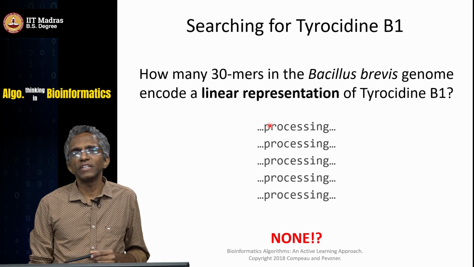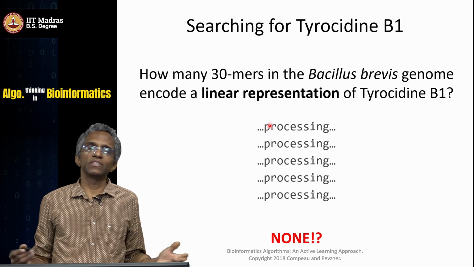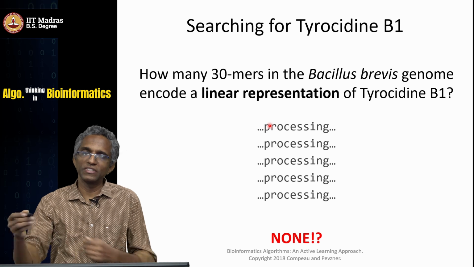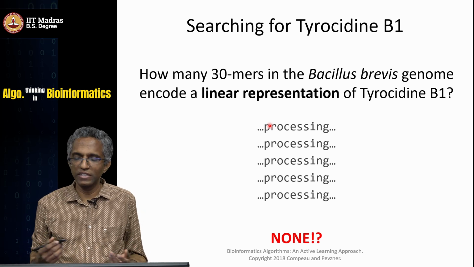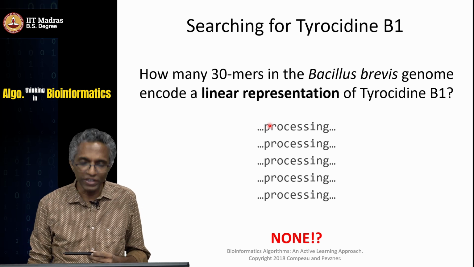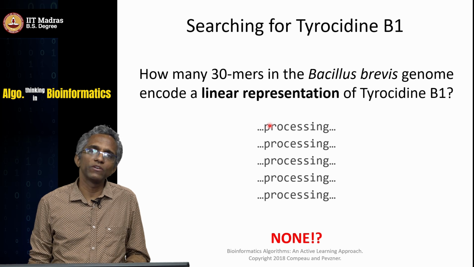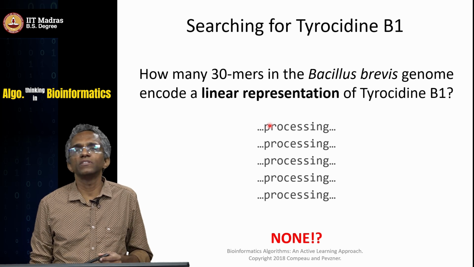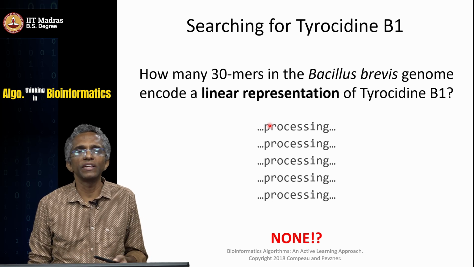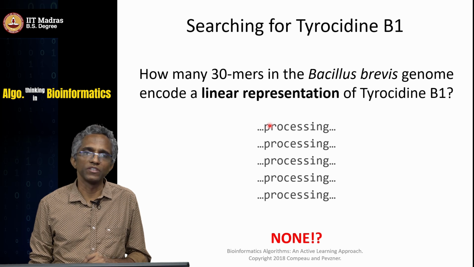That is pretty interesting, because it is saying that somehow the central dogma is wrong. I mean, we know that exceptions can happen to the central dogma. So then what is really producing tyrocidine B1? This is a computational way of verifying that none of the 30mers in the genome are actually coding for any linear representations of tyrocidine B1.